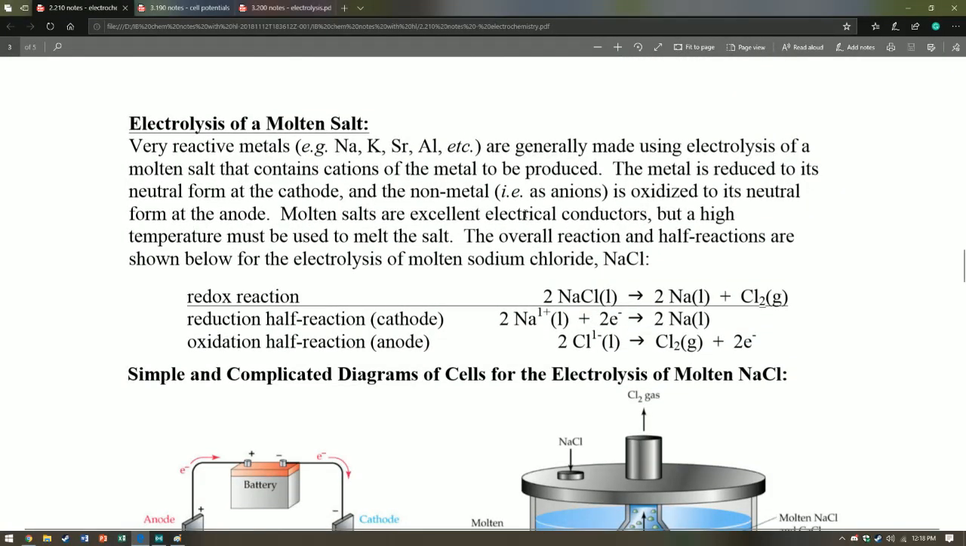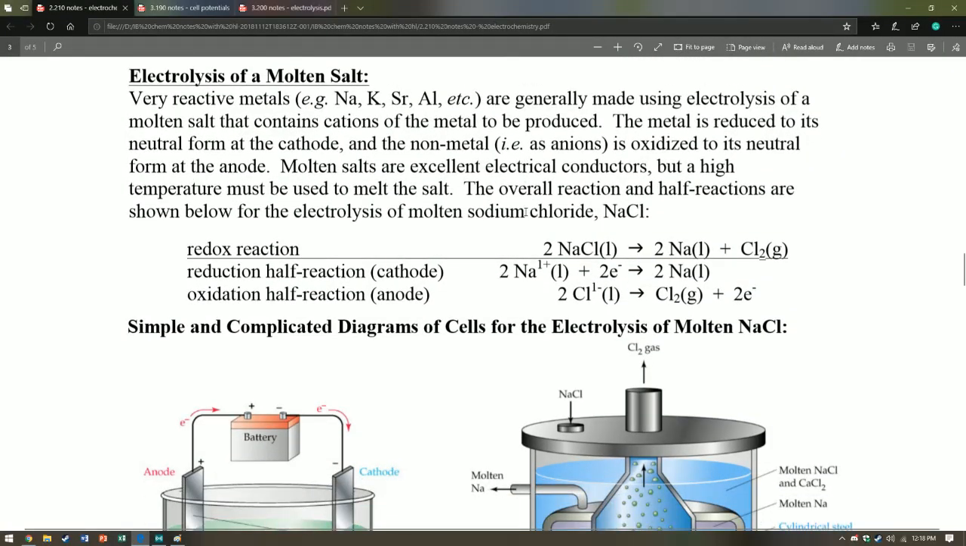So careful consideration must be made. Very reactive metals are generally made via electrolysis of a molten salt that causes cations of the metals to be produced.